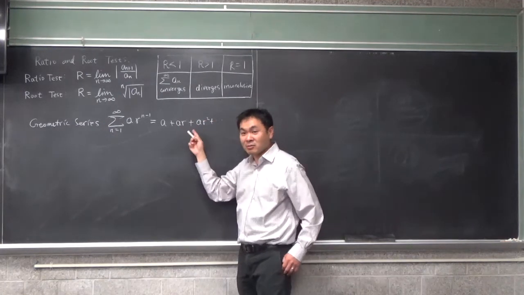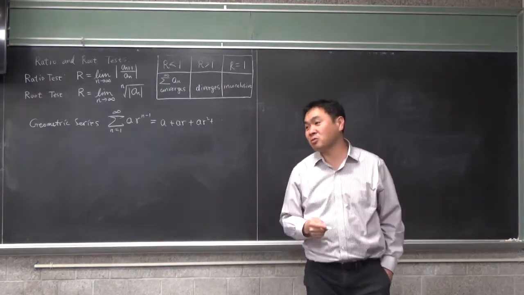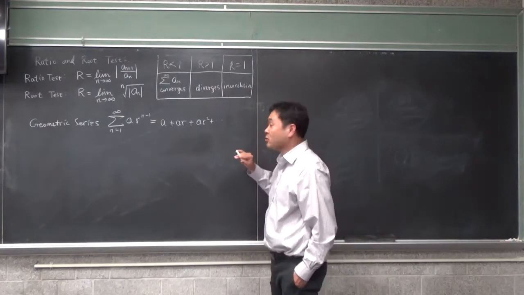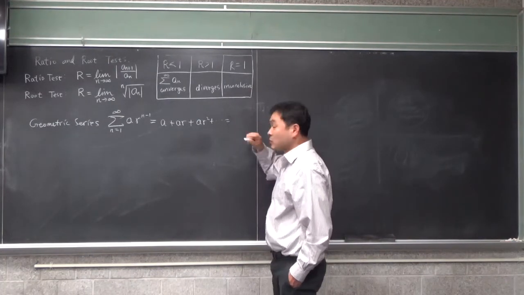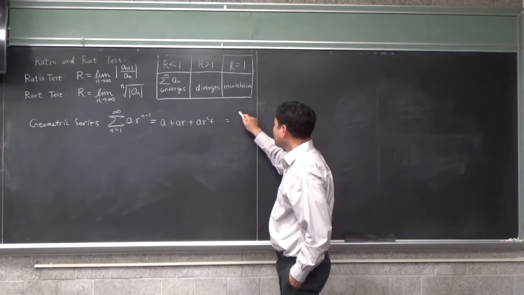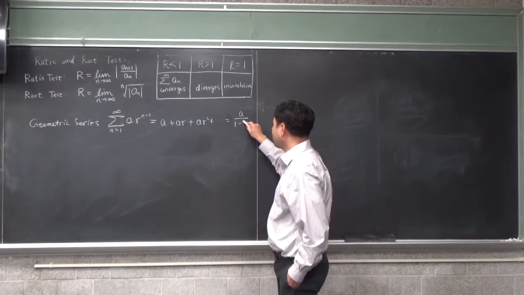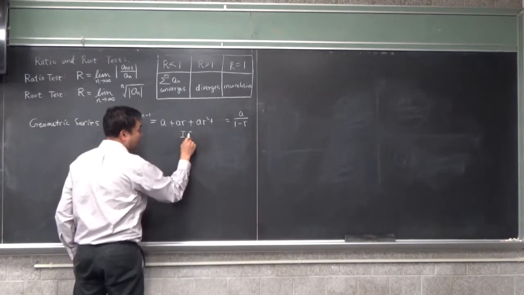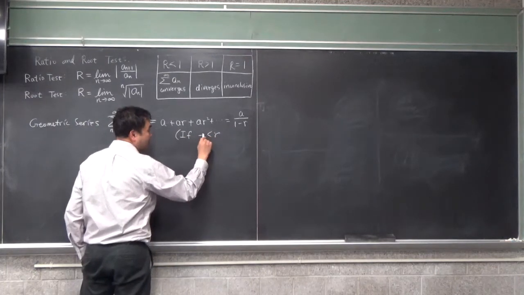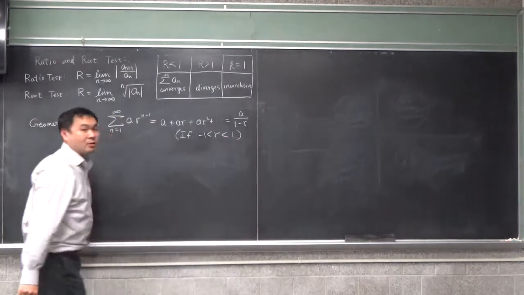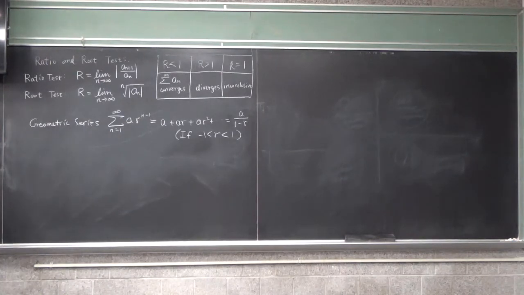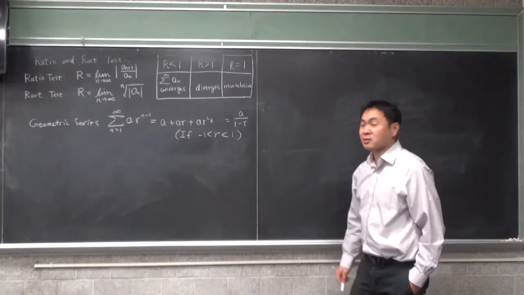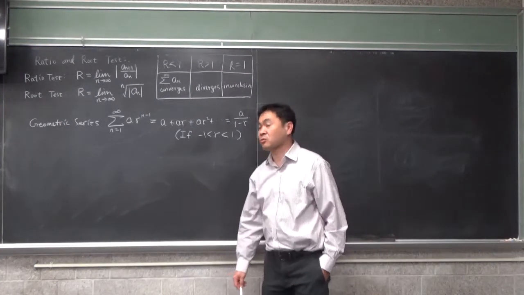Every time you advance to the next term, r gets multiplied, so r is called the common ratio. And this summation converges if r is between -1 and 1, right? We know the formula converges to a over 1 minus r. If it's not true, if r is 1 or -1, or if it's bigger than 1 or less than -1, then this thing diverges. It does not converge to a single value.